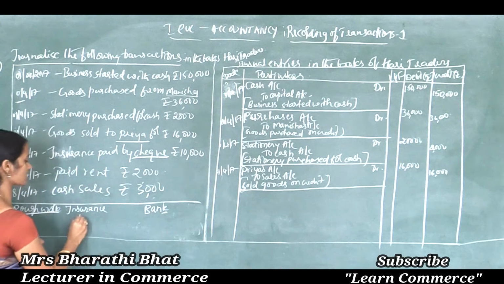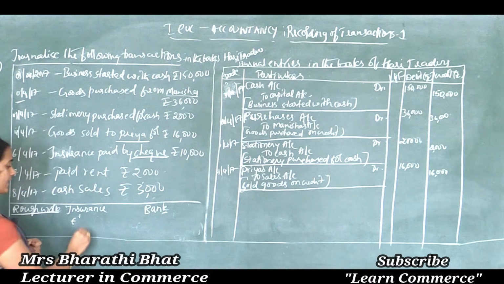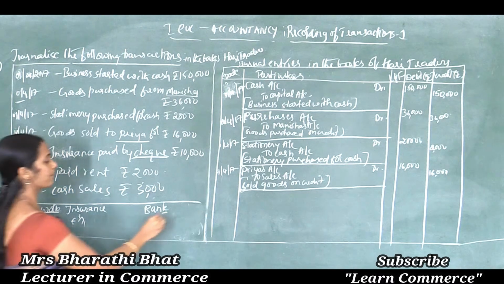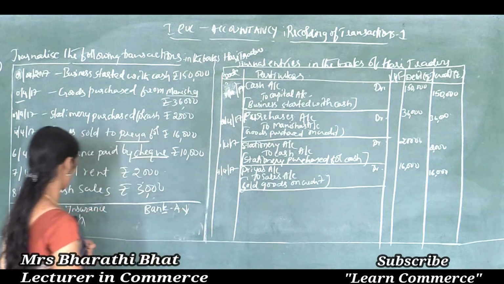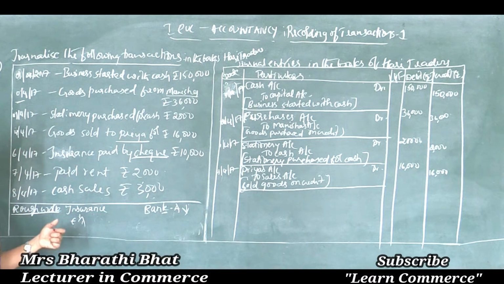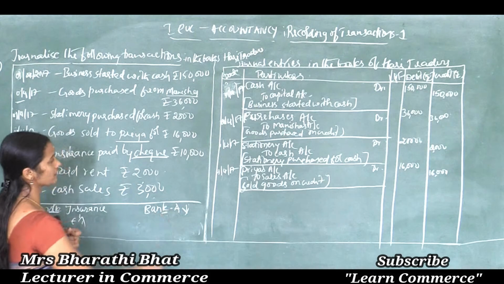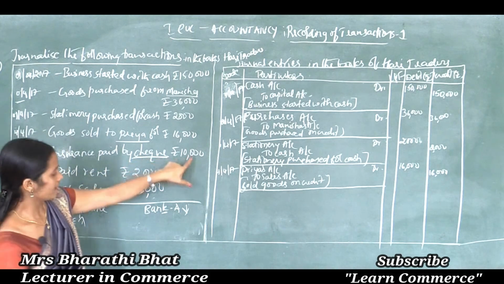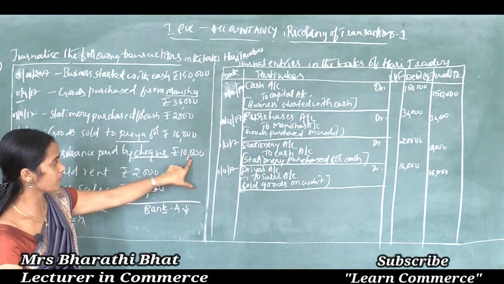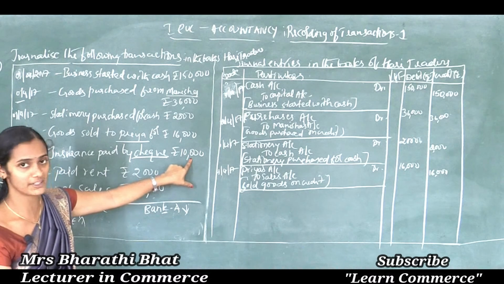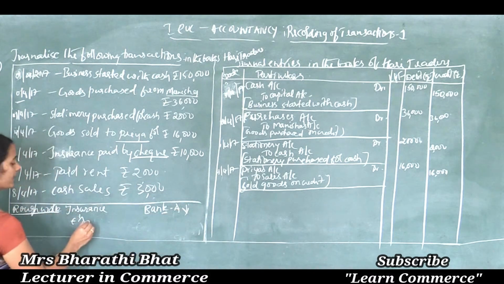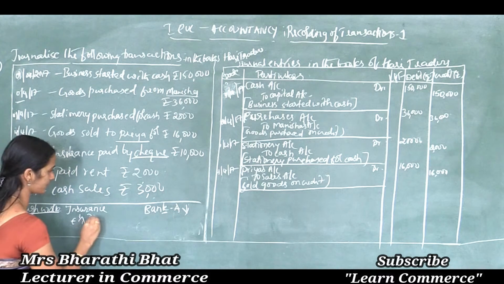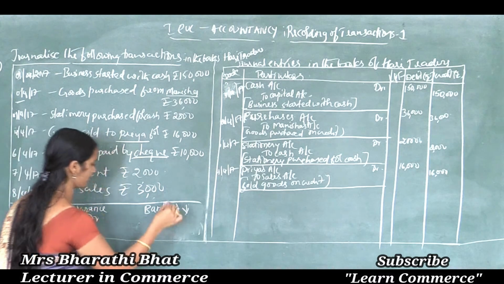So insurance comes under expense, it increases. Bank comes under asset and shows decreased value, because out of the bank account 10,000 amount shows reduced value, so it shows decreased value. Increase in expenses is to be debited, decrease in asset is to be credited.